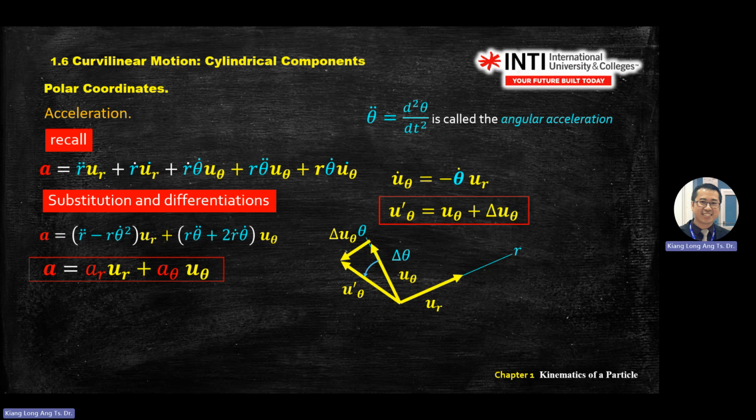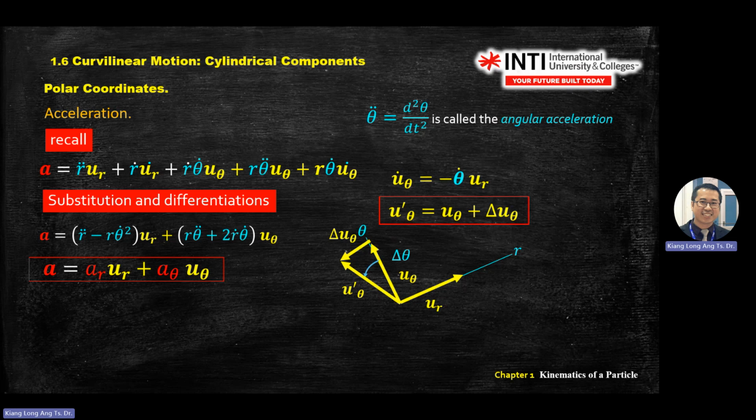The second equation for polar will be the acceleration equation. A equal to a r u r plus a theta u theta. And what is your a r? R double dot means the time differential two times of your r, minus r theta dot squared, where theta dot means the time differential of theta, and you square the answer.